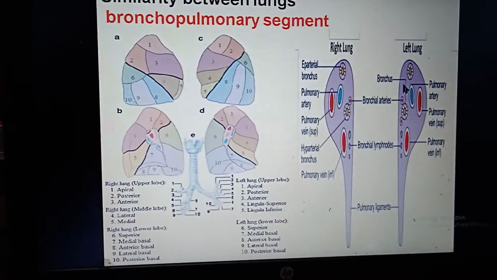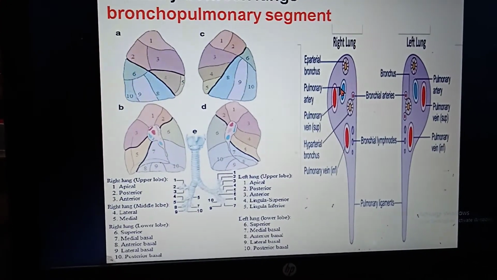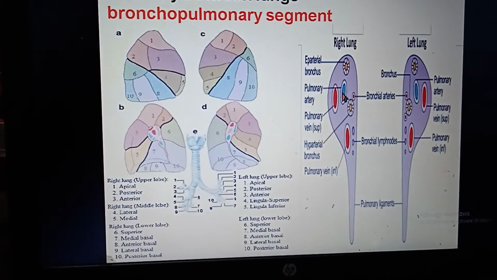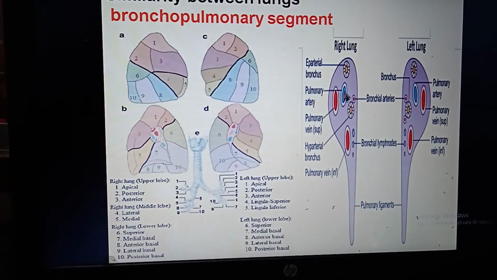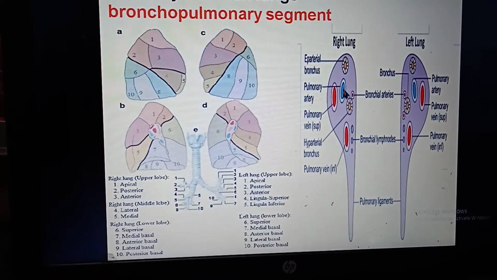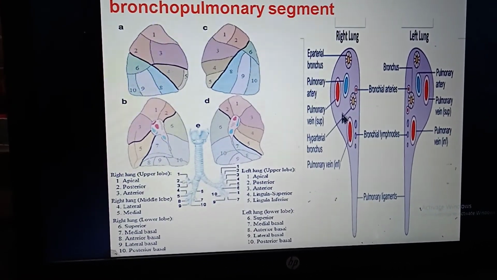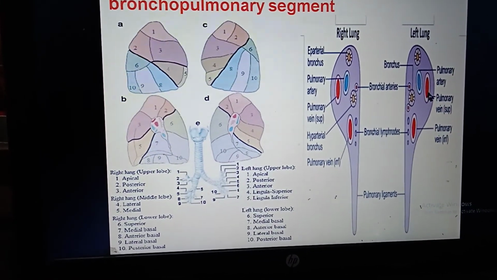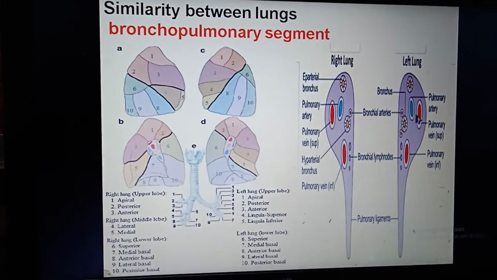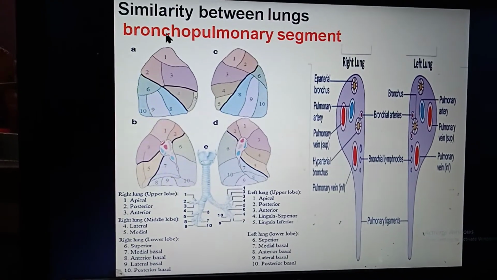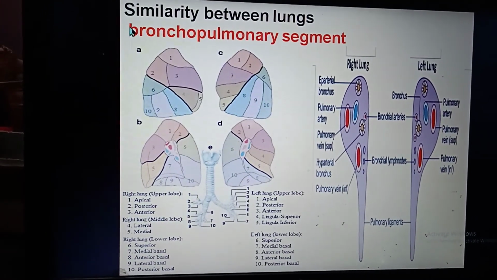Here you can see this blue one, this is the pulmonary artery because it carries deoxygenated blood, so blue. So this is 1 in number in both sides, and 2 pulmonary veins, which are red in color here, in both sides. And broncho, that is the bronchial vein.